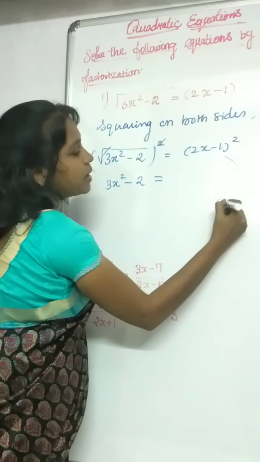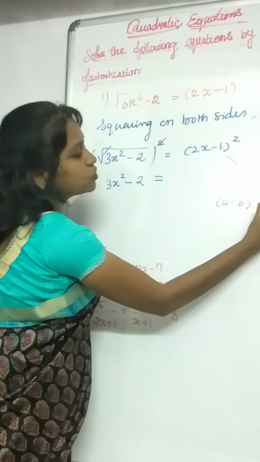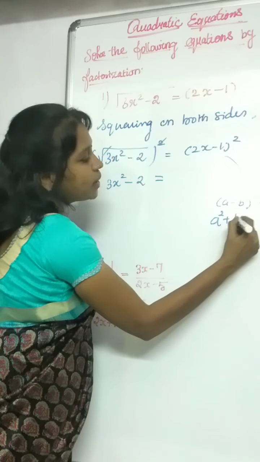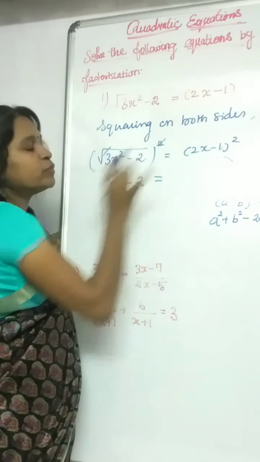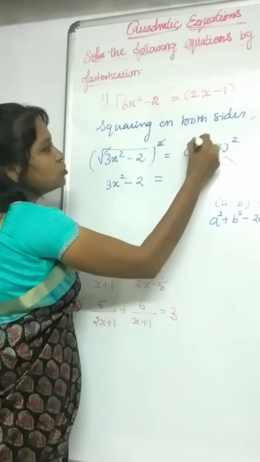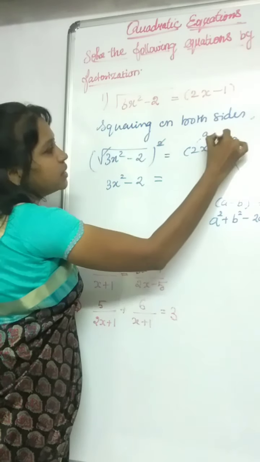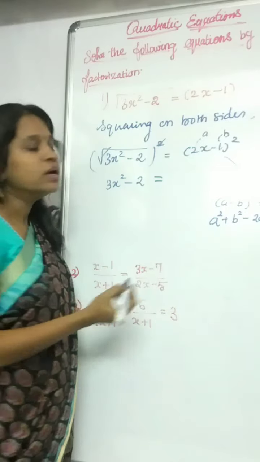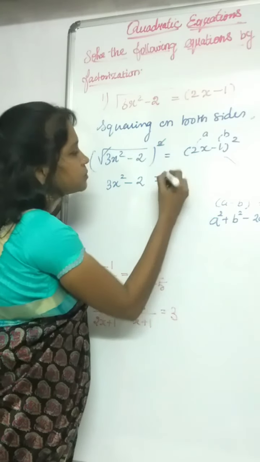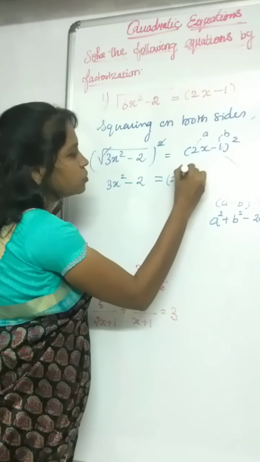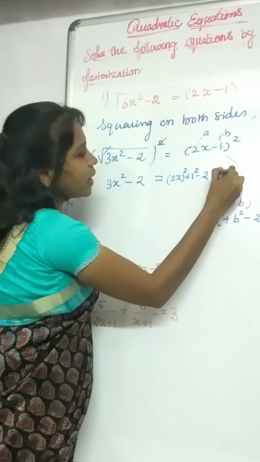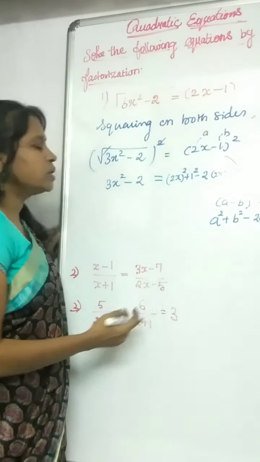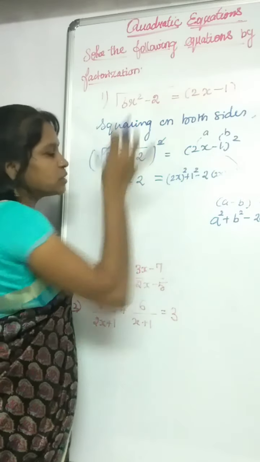So this can be expanded by the a minus b whole square identity, that is a square plus b square minus 2ab. So by this identity you have to expand this one. In the place of a you have 2x, in the place of b you have 1, and you can expand it by this. So 2x the whole square plus 1 square minus 2 into 2x into 1. So by the identity you have to expand this.